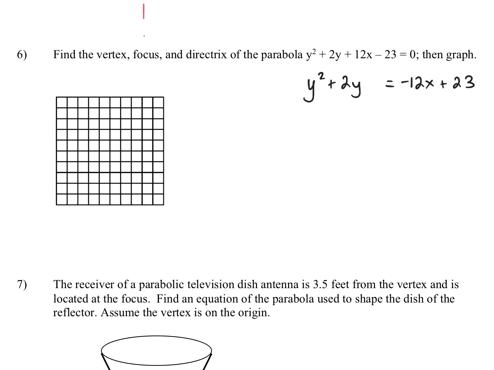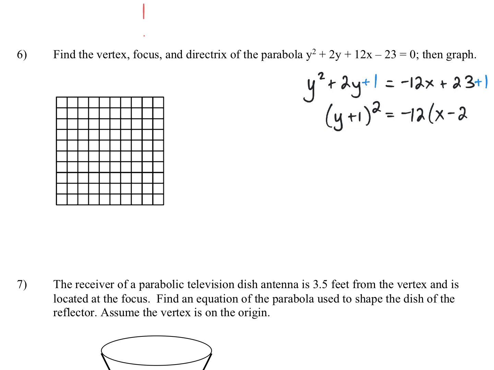I'm going to take my linear term, cut it in half and square it, and I'm going to do the same thing to the other side of my equation. And what that'll get me is a form I like a little bit better. And then I'm going to have -12x plus 24, so that's going to turn into a -2. So just by completing the square and reorganizing, we now have a form we like quite a bit more.